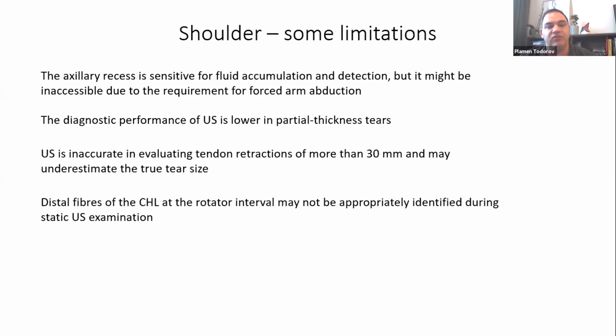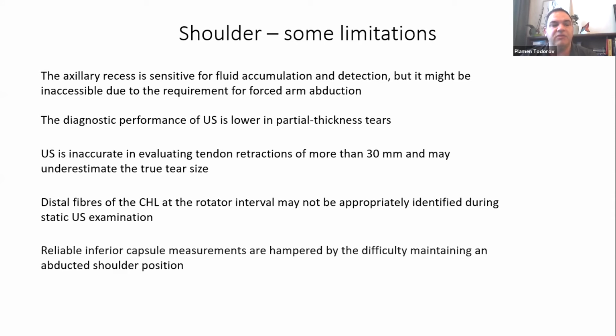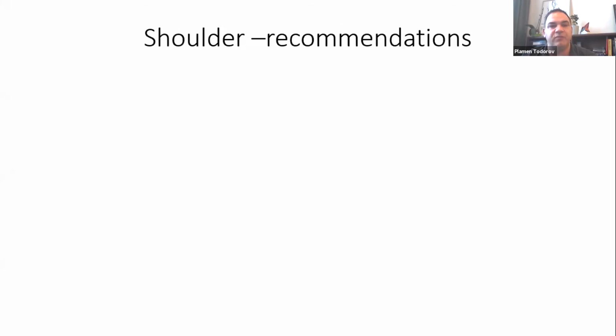The distal fibers of the coracohumeral ligament at the rotator interval may not be appropriately identified during static ultrasound examination, but again, we need dynamic scanning here. And reliable inferior capsule measurements are hampered by the difficulty of maintaining an abducted shoulder position. Again, this is a limitation for the examination in adhesive capsulitis, because the patient has a restricted range of motion.